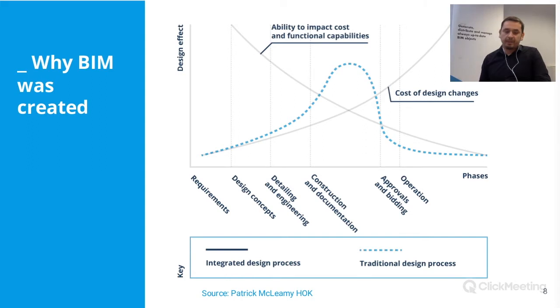MacLeamy noticed that the great majority of the time used by designers is consumed not on creative design, but on things which can be somehow automated. And in traditional design, he noticed that the great majority of modifications were introduced somewhere between the construction and documentation time.